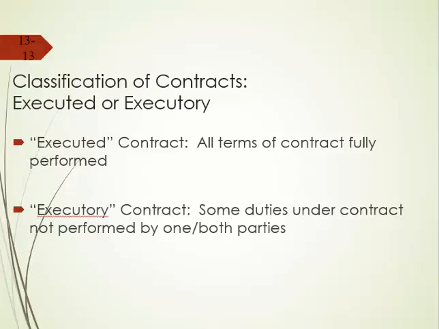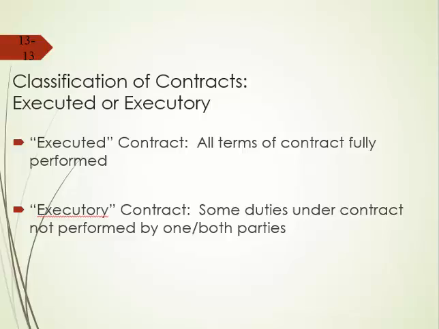Okay, more classifications of contracts. You have an executed contract. All terms are fully performed. I sell you my laptop, you buy my laptop, I deliver it, you give me the cash, boom, executed. But what if on Monday I say, I want to sell you my laptop for $250, and you say, okay, I'll meet you Saturday in the parking lot of Irvine Valley College, and we'll exchange there. So Monday until Saturday, when performance is due, that contract is executory. It is yet to be fully performed.